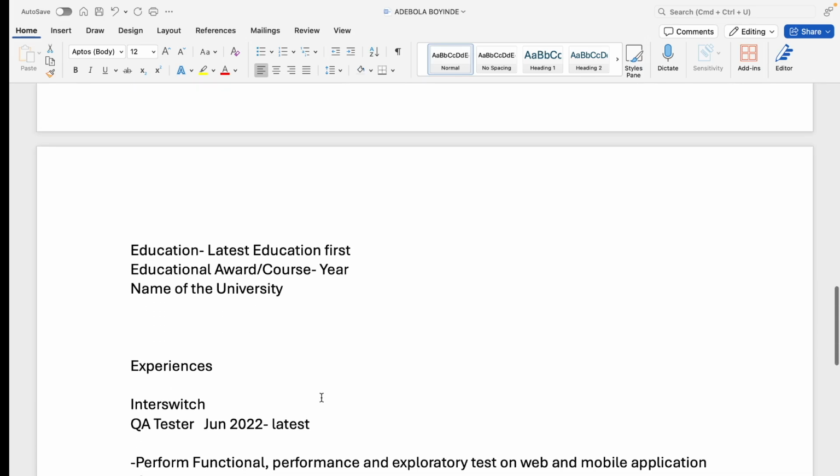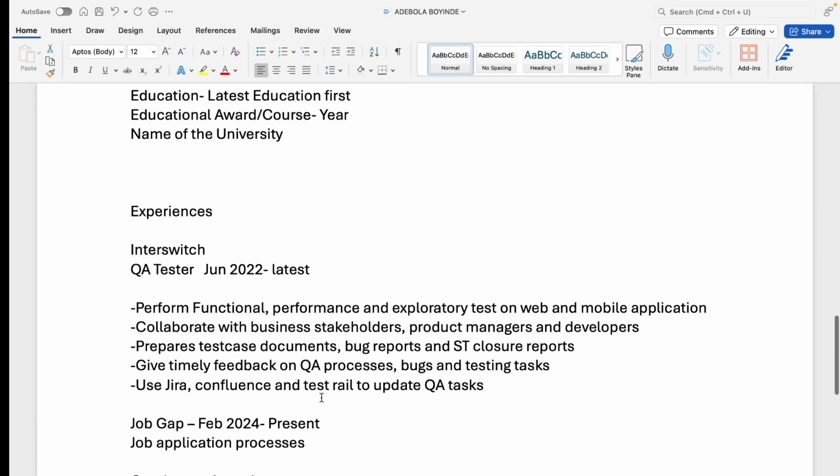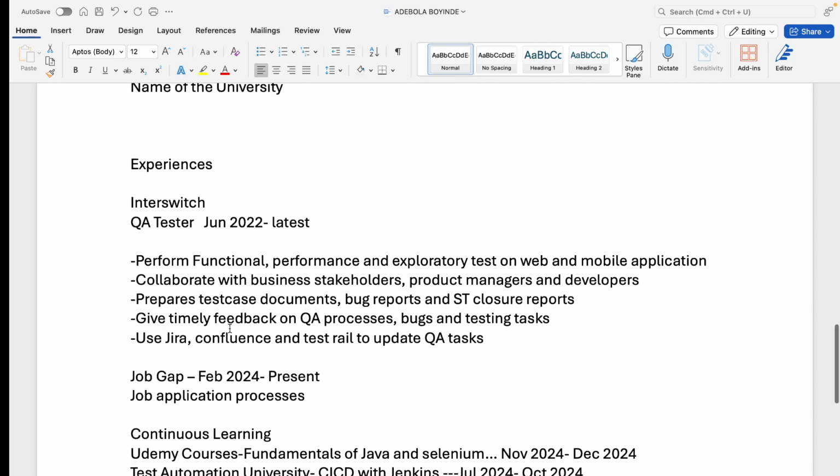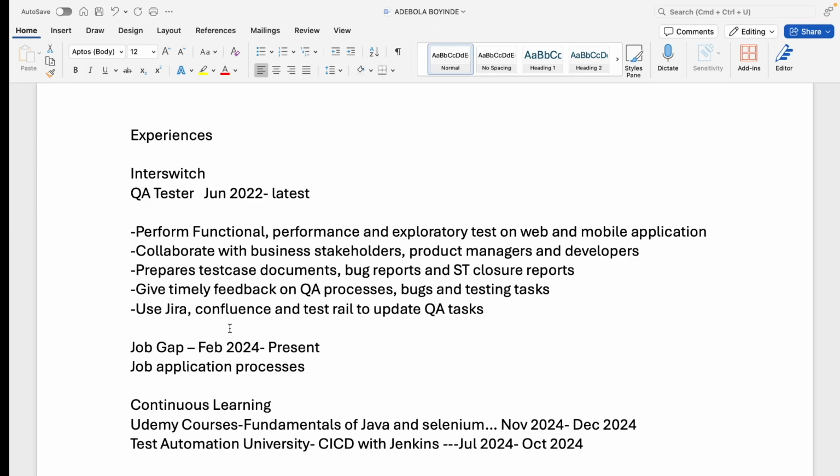Now, going to the second class, we talked about how you write your experiences. We said you just need to write the name of your company followed by the role that you took on in that company, your job role. And for your job role, you have to indicate the month of employment and the year of employment, right? And if it is the latest, you have to indicate that this is the latest and you're still working, or you're still performing in that role.